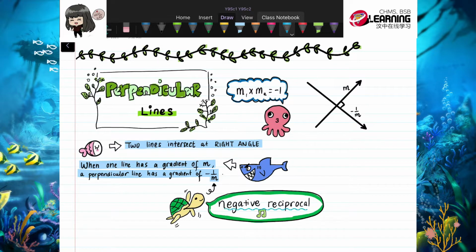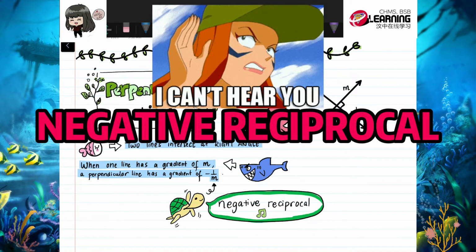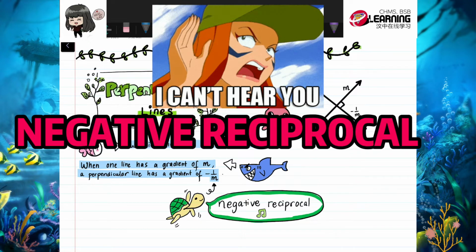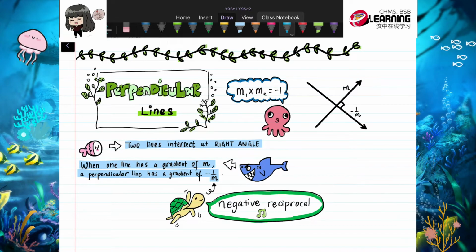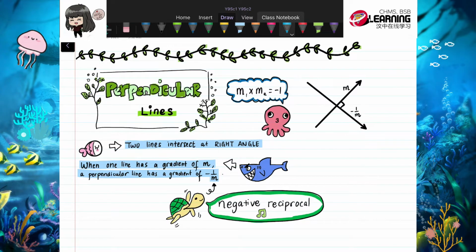Can you repeat after me? Negative reciprocal. Negative reciprocal. Again, negative reciprocal. Good. Remember that word, negative reciprocal, because I'm going to use it very frequently when we come across perpendicular lines, when we want to form an equation or find the gradient. So please understand the word negative reciprocal.